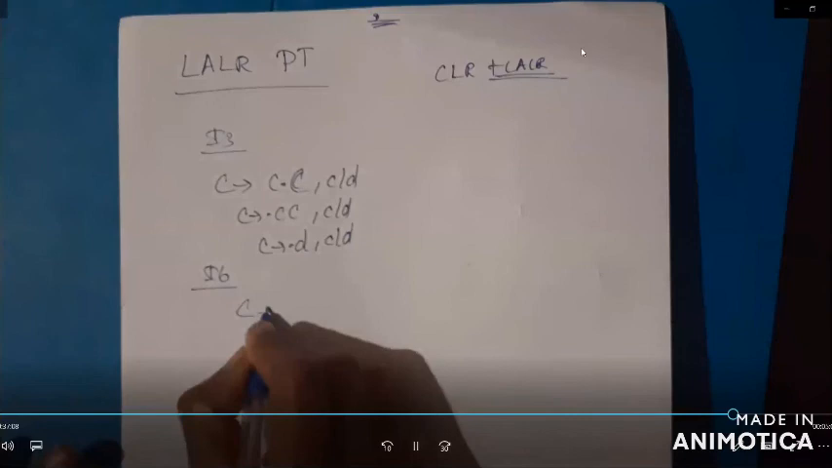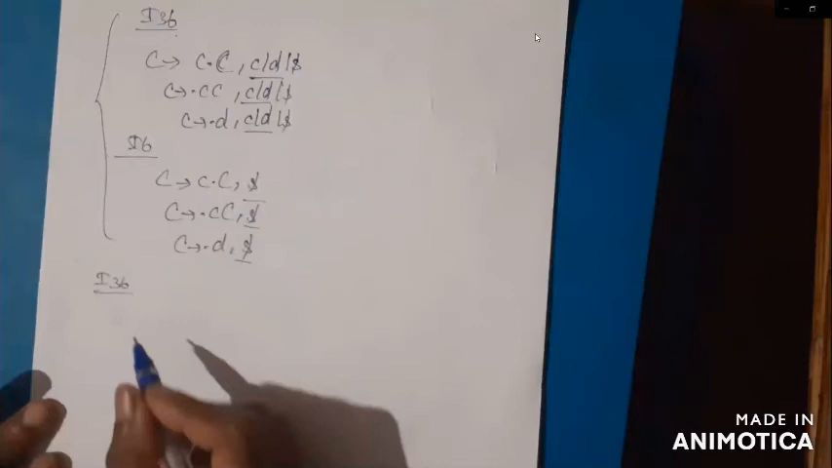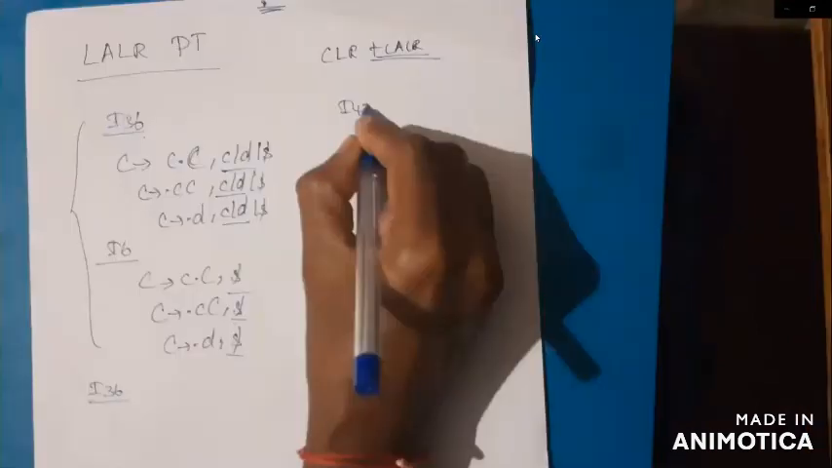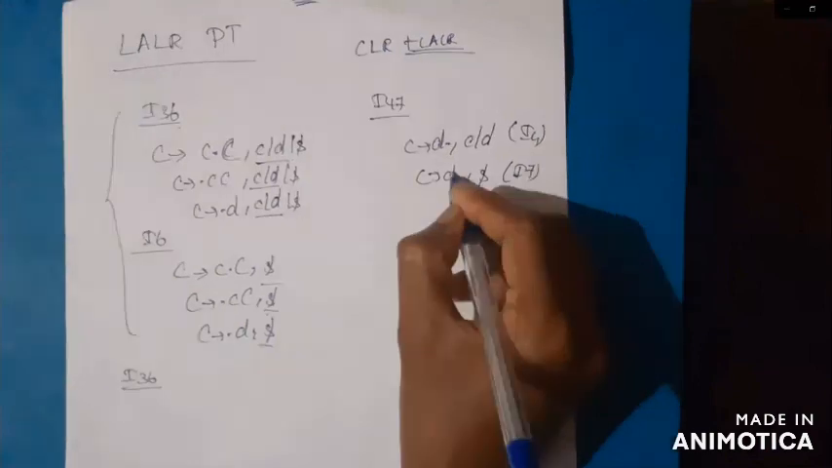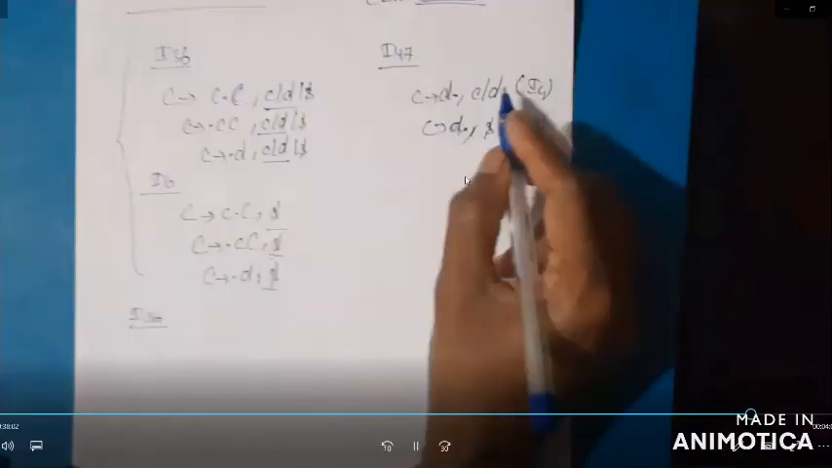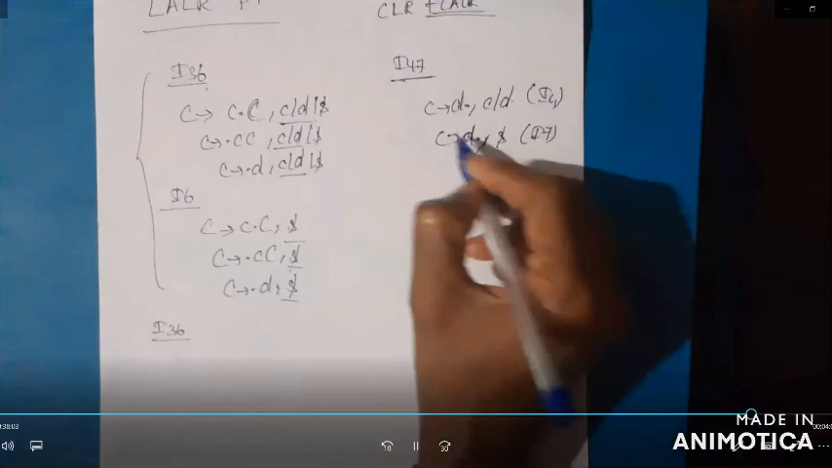You merge the two, so I36 has the dollar added, since only the look-ahead varies and you add the look-ahead symbol. Similarly, check I47. In I4 we have C tends to D dot comma C bar D, and the seventh state has the dollar symbol. The production is common, only the look-ahead varies. So you can merge these two productions: C tends to D dot, C bar D bar dollar.